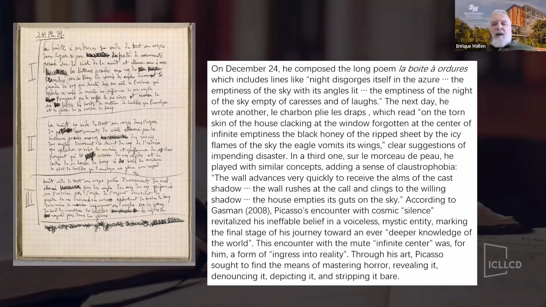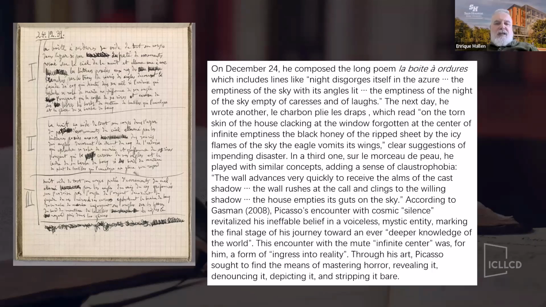In a third one, he played with similar concepts, adding a sense of claustrophobia. "The wall advances very quickly to receive the arms of the cast shadow. The wall rushes at the call and clings to the willing shadow. The house empties its guts on the sky."